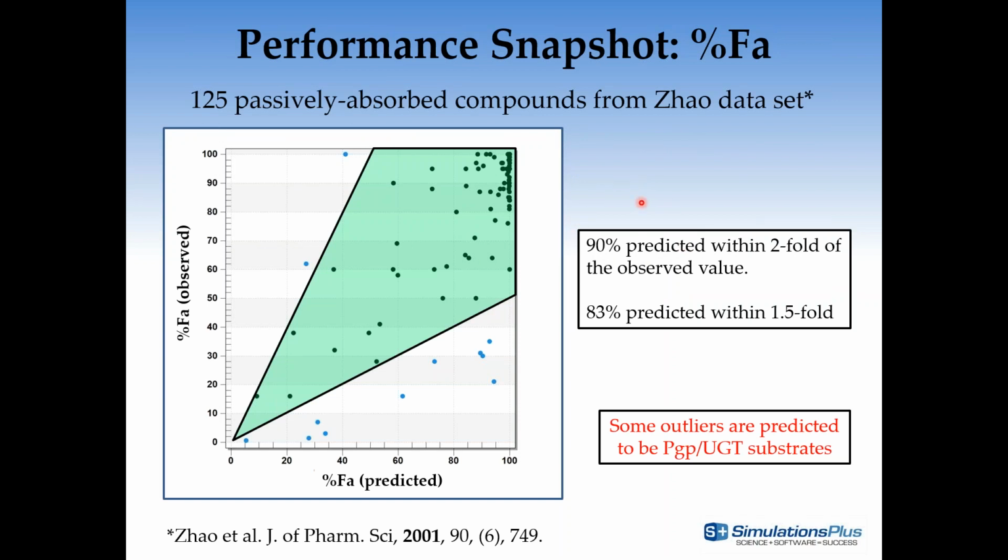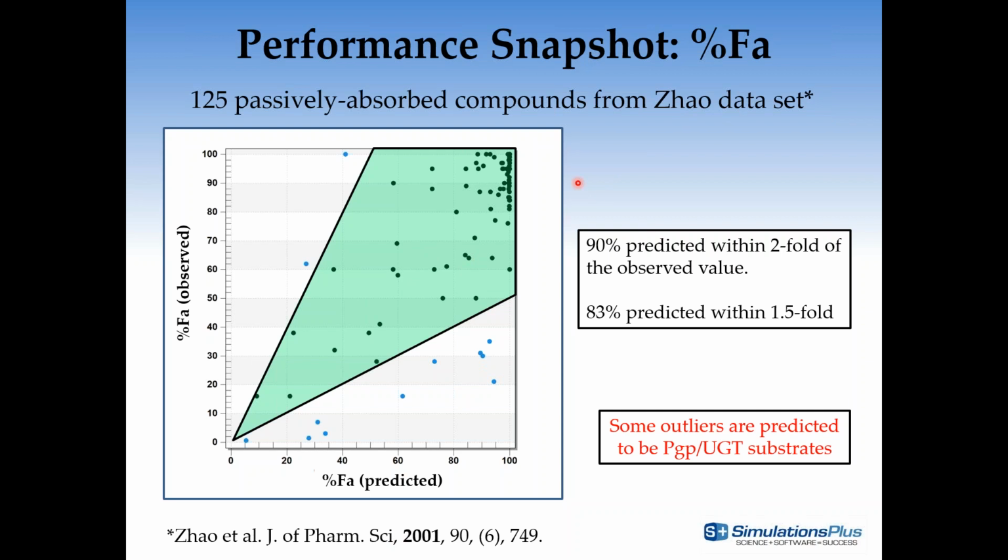Let's see, this is just an updated slide showing the performance of the HTPK module. This is looking at fraction absorbed, on a set of 125 passively absorbed compounds from this data set referenced here. I'm sure we showed this during the 8.5 webinar.